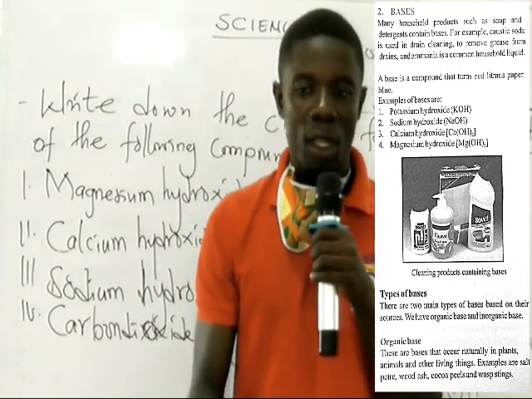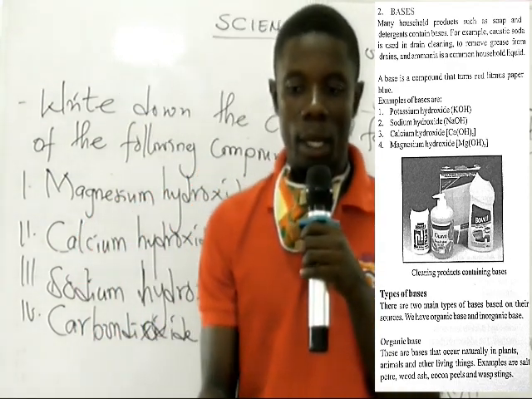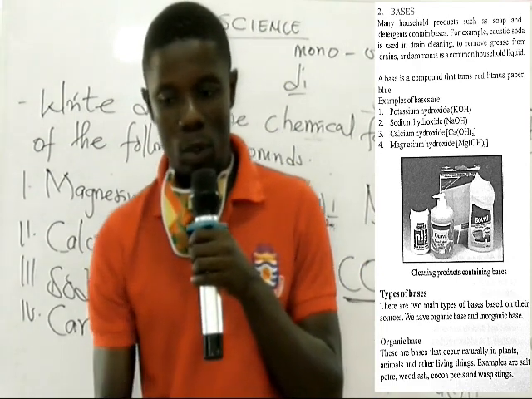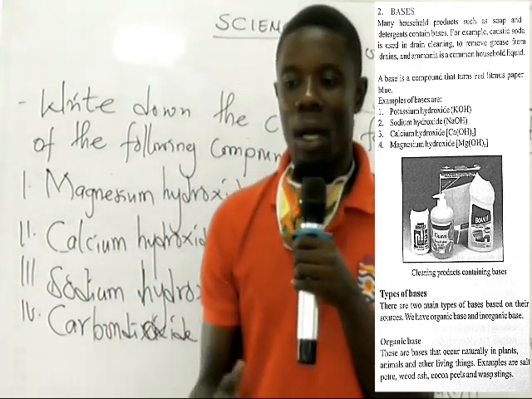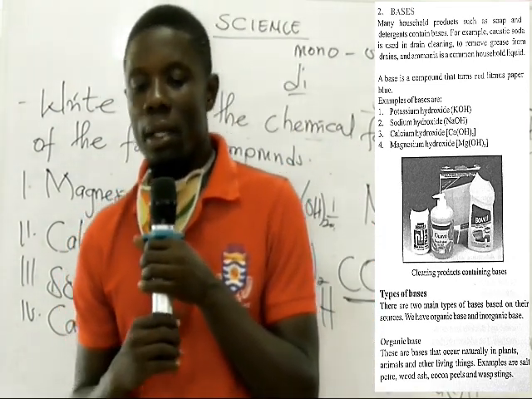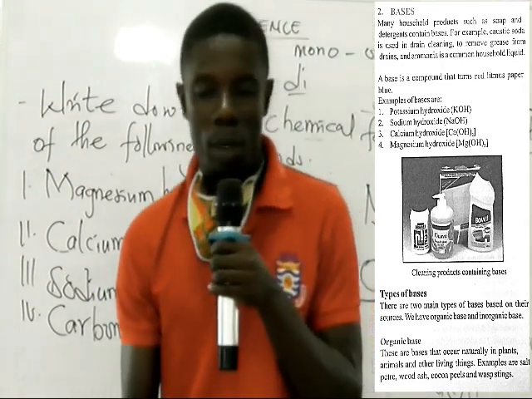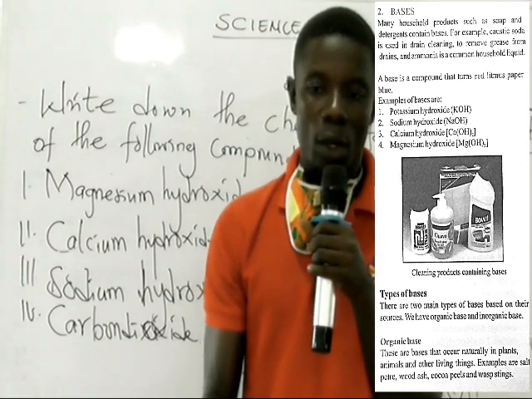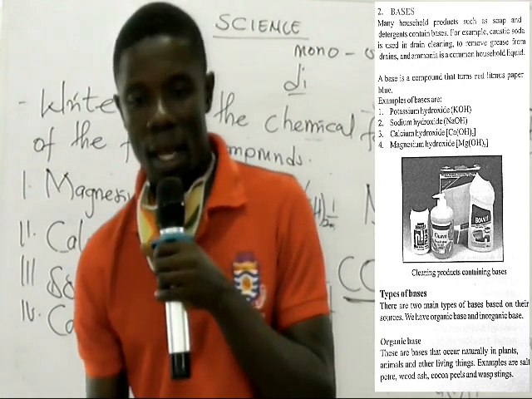So if the stew or the food you are preparing contains a lot of acid, you have to add a small amount of saltpeter so that it will balance the acidic content in the food. Now, a typical example is what? Milk of magnesia. This milk of magnesia is an inorganic base. It is always prepared in a science laboratory. This one is used in the hospitals for the treatment of stomach ache and so on.